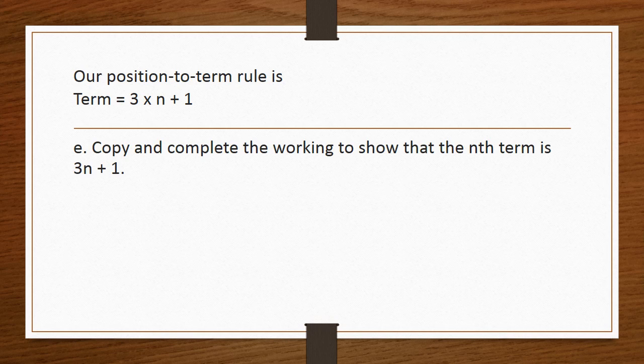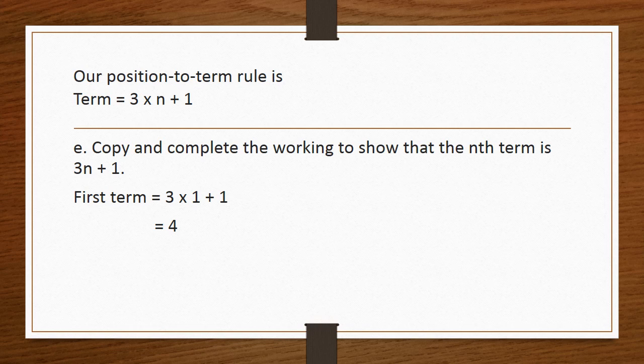Now see the question. Copy and complete the working to show that the nth term is 3n plus 1. So we have to see now whether these terms work for this nth term or not. So the first term is 3 multiplied by 1 plus 1. Here, why did we multiply by 1 instead of n? We multiplied by 1 because we are going to find it for the first term, and n indicates the term, that is the position number.